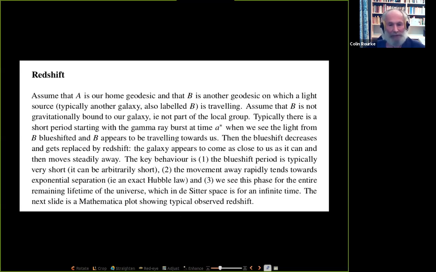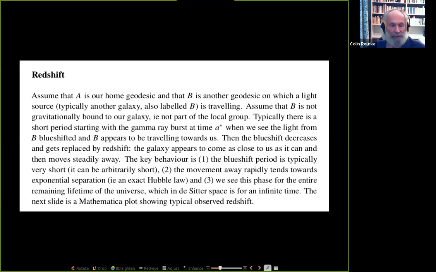The key behavior is this. The blue shift period is typically very short. In fact, it can be arbitrarily short. The movement away rapidly tends towards exponential separation and exact Hubble law. And we see this phase the entire remaining lifetime of the universe, which in De Sitter space is for an infinite time. Later on, I'll explain that we're really not in De Sitter space and that time is actually finite for what we can see, that we don't see more than about one Hubble distance, but that's part of a different story. At the moment, let's just sit with De Sitter space.